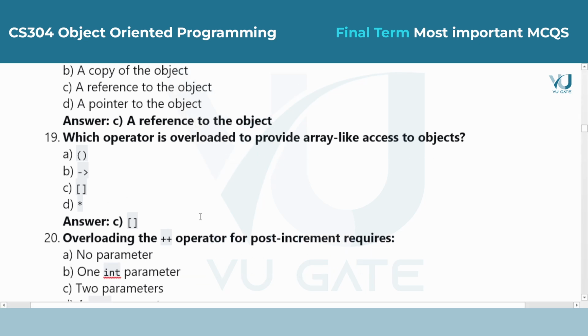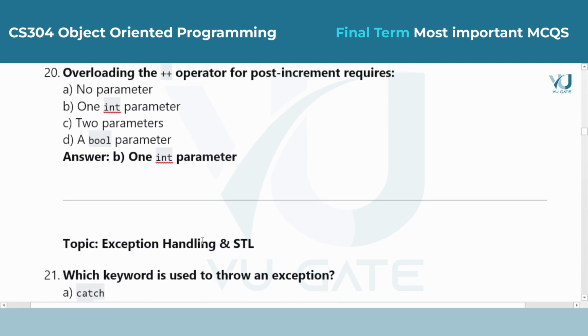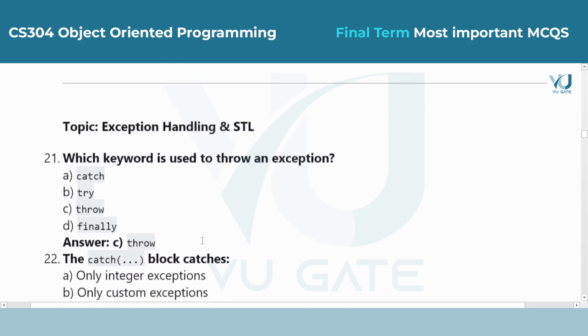Q19. Which operator is overloaded to provide array-like access to objects? Answer: C. Explanation: Overloading the subscript operator allows an object to be indexed just like a standard array. Q20. Overloading the ++ operator for post-increment requires. Answer: B. One int parameter. Explanation: To distinguish between pre-increment and post-increment, C++ uses a dummy int parameter in the signature for the post-increment version.